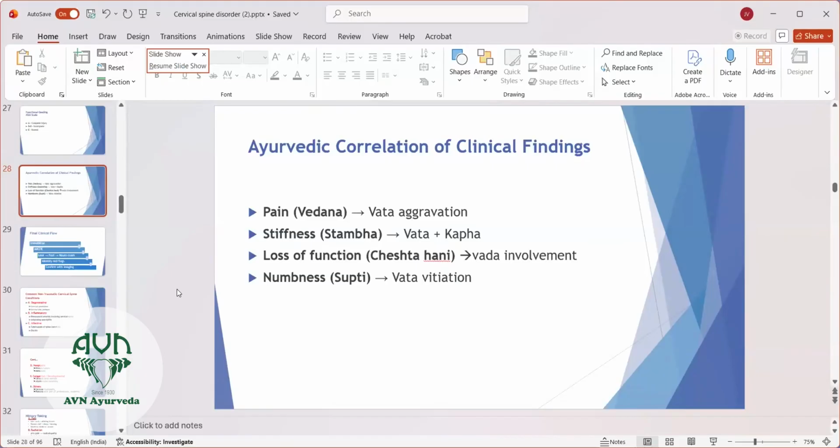If it is axonotmesis, meaning injury at the level of the axon, that also recovers, but it will take much time to heal. At that time, the patient experiences a burning type of pain. Neurotmesis means complete transection, and it is very difficult to get recovery.